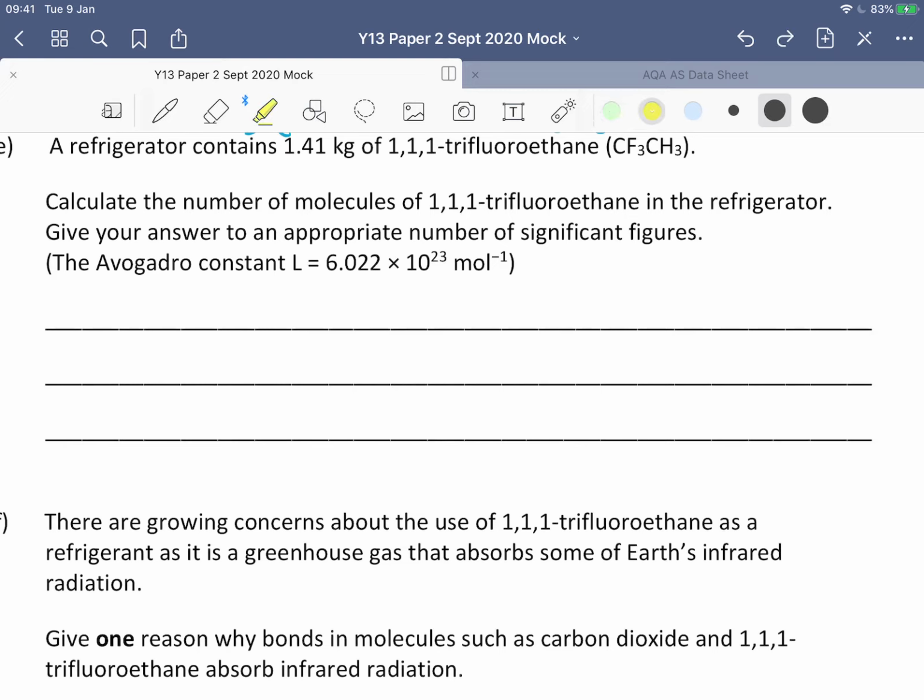So first thing is that's in kilograms. I would think about doing this as and when you're reading it. You know that you're going to have to do a calculation, and you know that chemistry deals in grams. So we should be converting that into grams, and there are 1,000 grams in a kilogram. So 1410 grams. Okay.